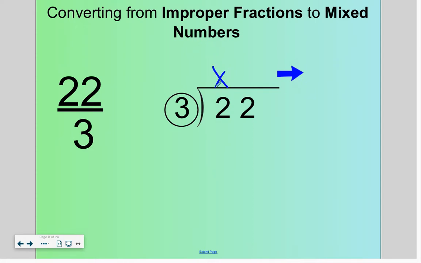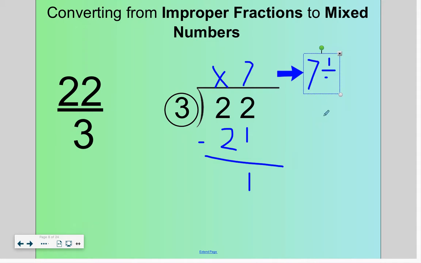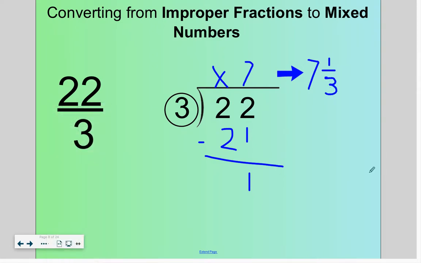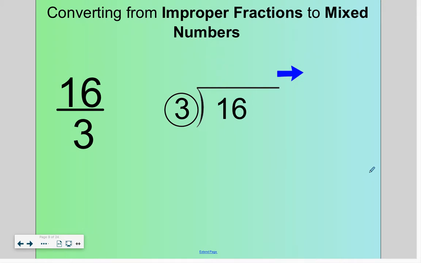22/3, going from improper to a mixed number. As we do our long division, we end up with an answer of 7 remainder 1, or 7 and 1/3. Next, 16/3. Watch as I'm doing our long division. We end up with 5 remainder 1, or 5 and 1/3.